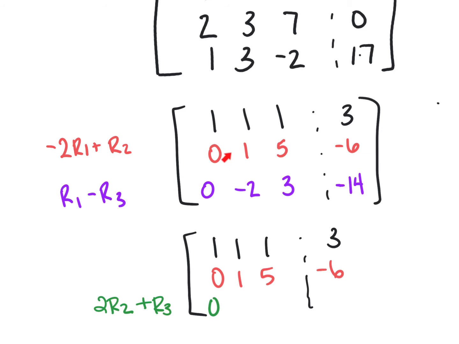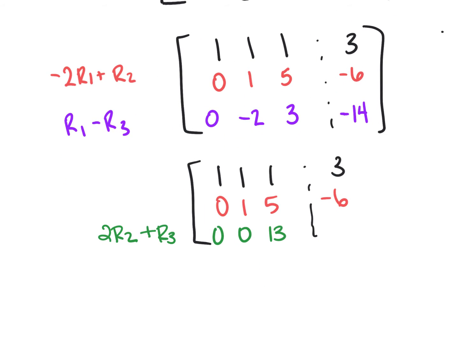Next, what is 2 times 1? 2. What is 2 plus a negative 2? 0, which is what I want here. Everybody got that? What is 2 times 5? 10. What is 10 plus 3? 13. You okay with that? That is 13. Next step. What is 2 times a negative 6? What is negative 12 plus a negative 14? Negative 26.